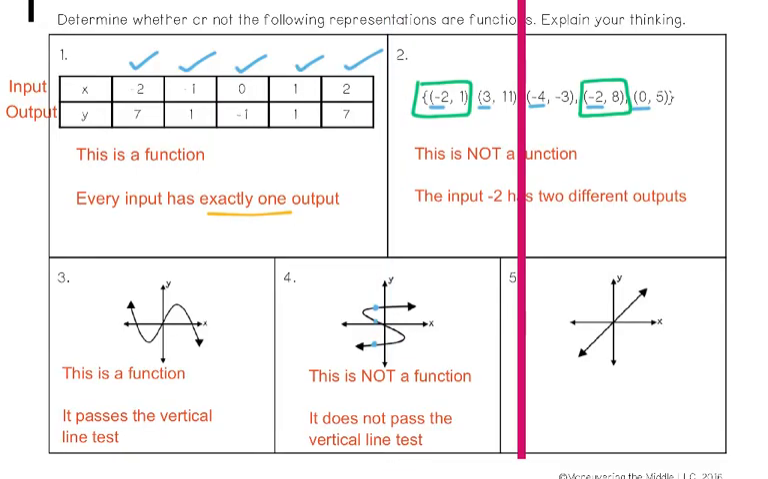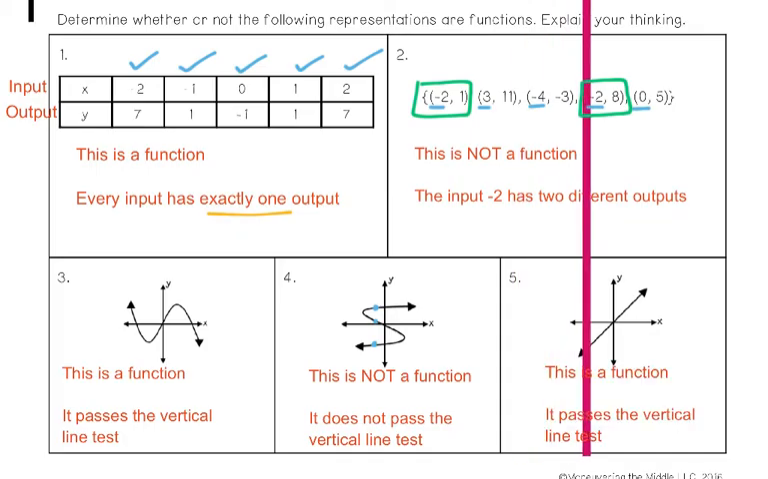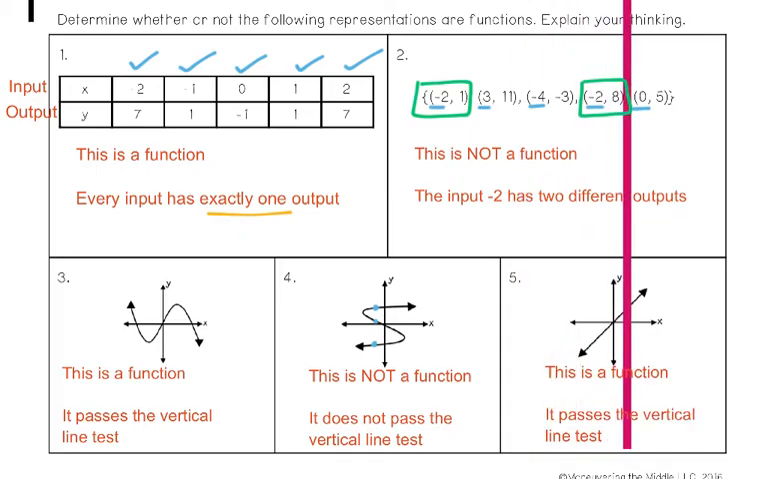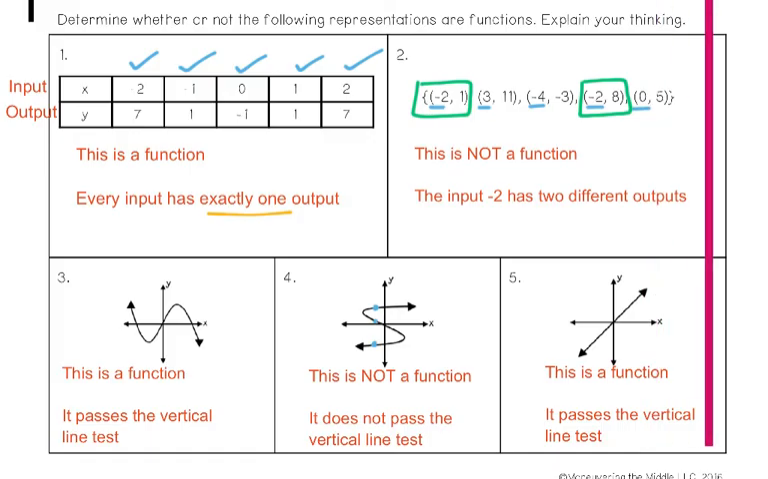All right, try the last one by yourself and then press play when you're ready to check. Last one is a function because it does pass the vertical line test. As I cross through that linear function, it only touches 1 point at a time.